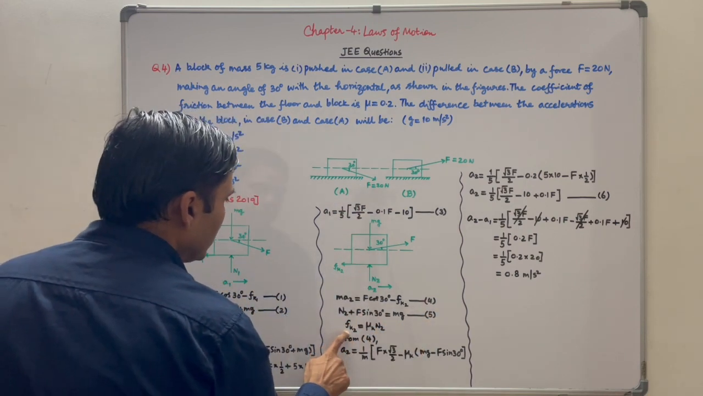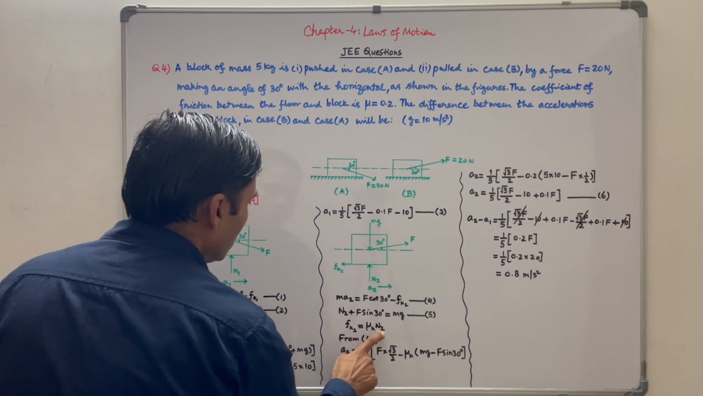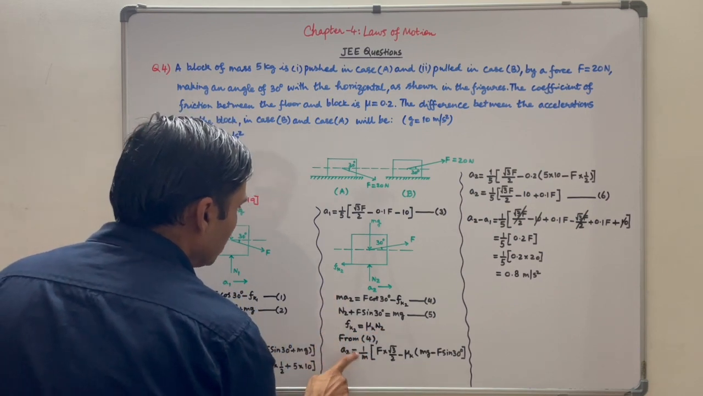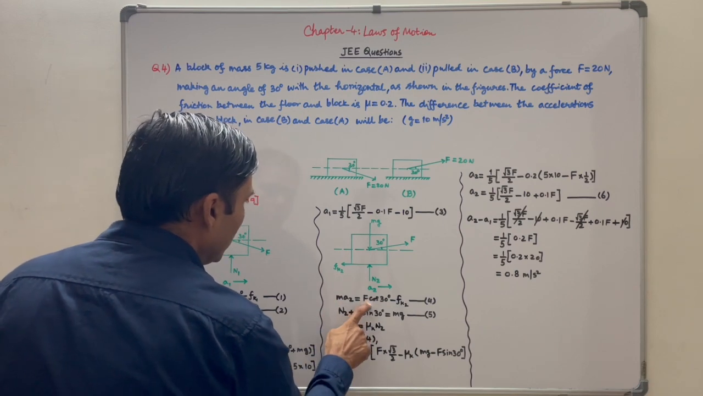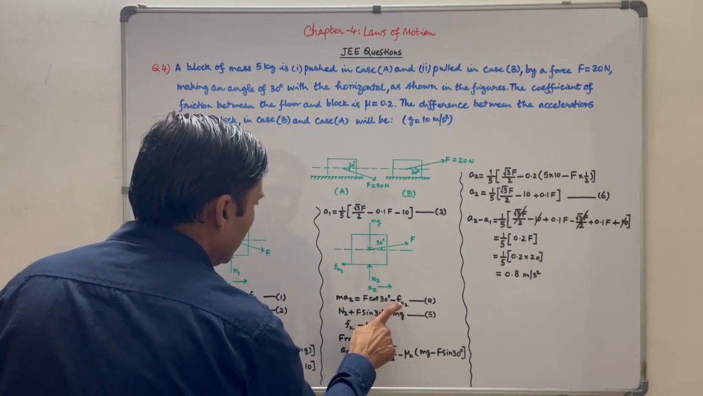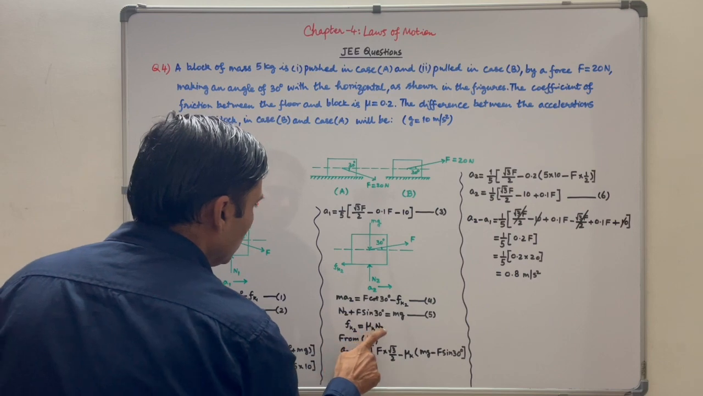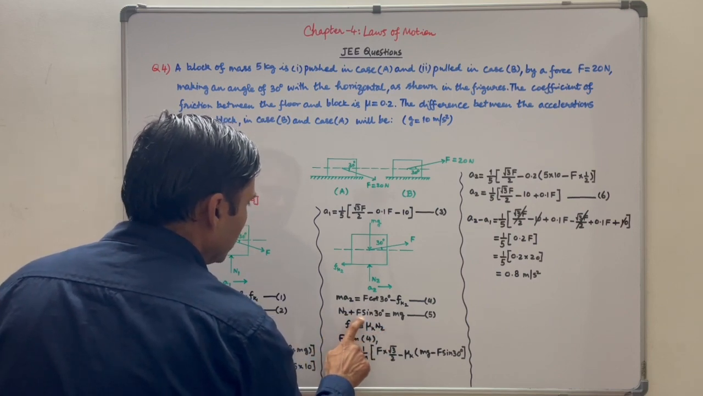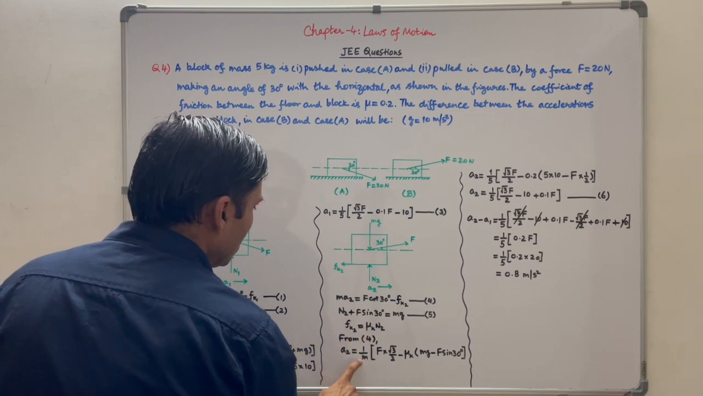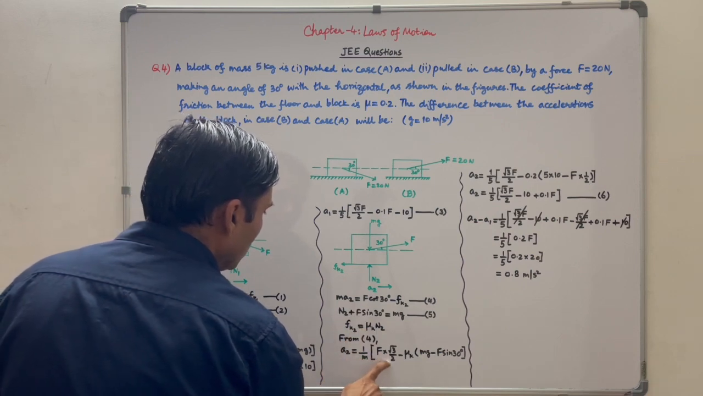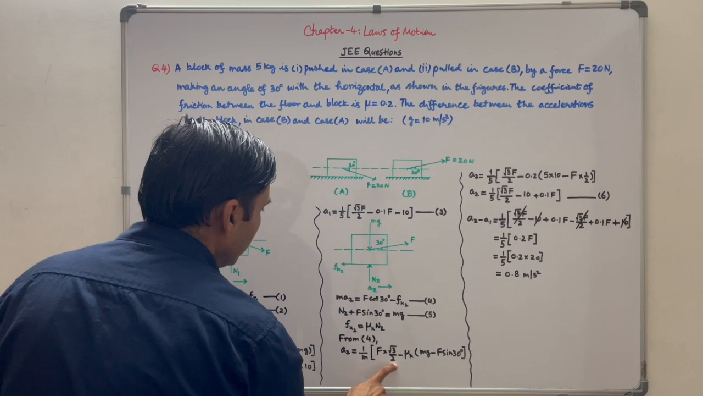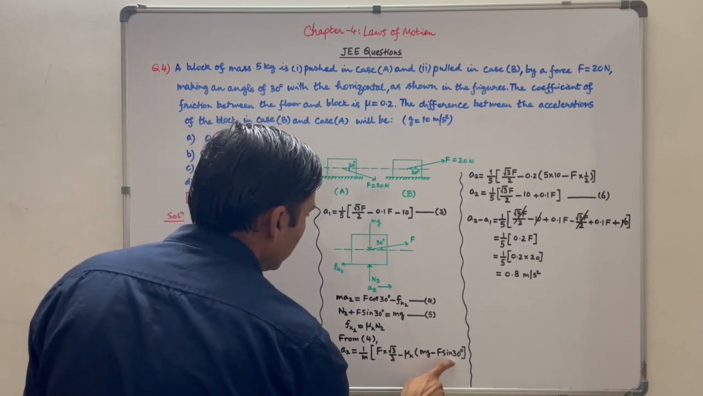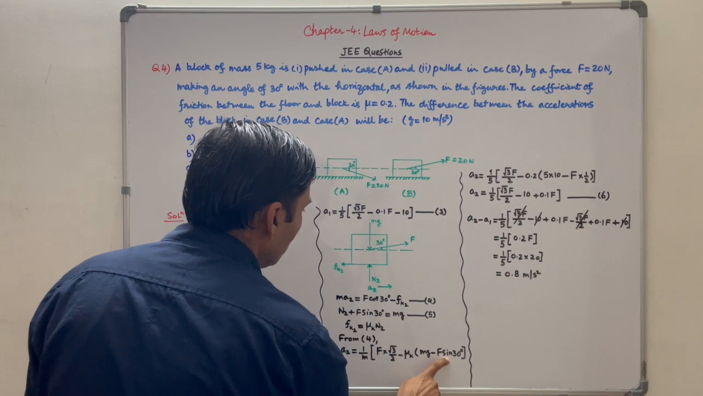We know that Fk2 is equal to mu k into N2. From equation 4, we can write A2 is equal to 1 by m into (F cos 30 minus Fk2). Fk2 is equal to mu k into N2, and N2 is equal to mg minus F sin 30. So A2 is equal to 1 by m into (F into cos 30. Value of cos 30 is root 3 by 2) minus mu k into (mg minus F sin 30). Value of sin 30 is 1 by 2.